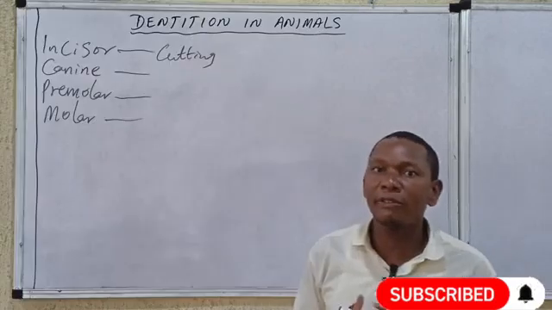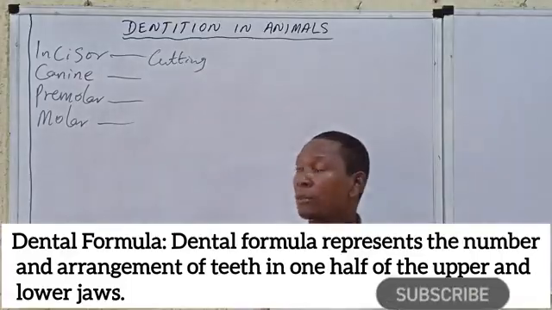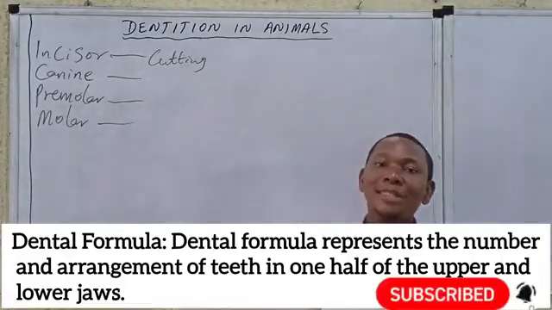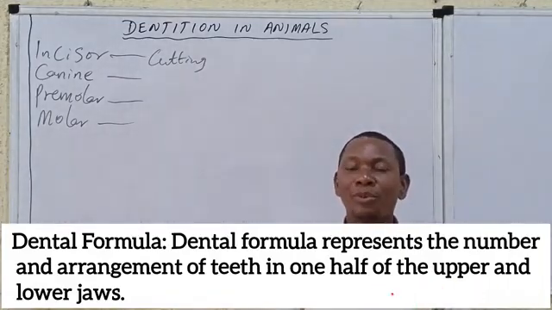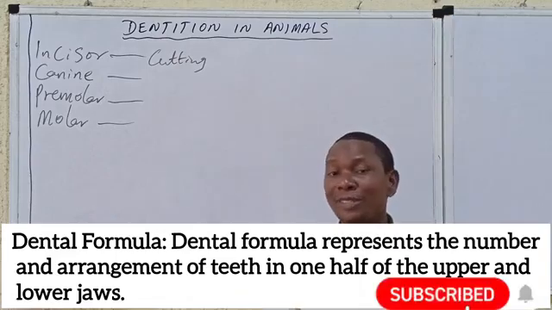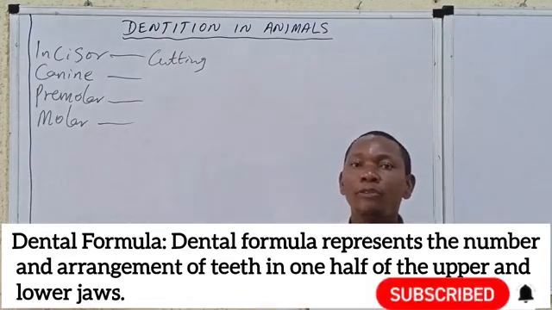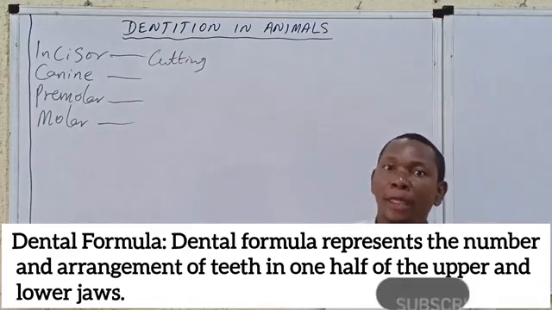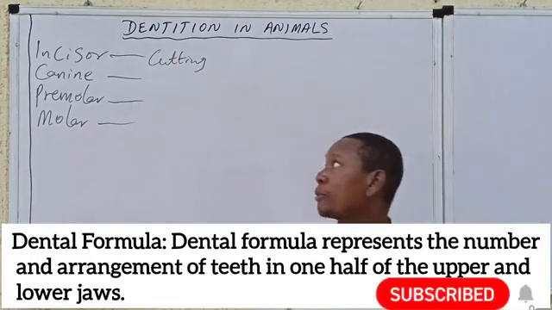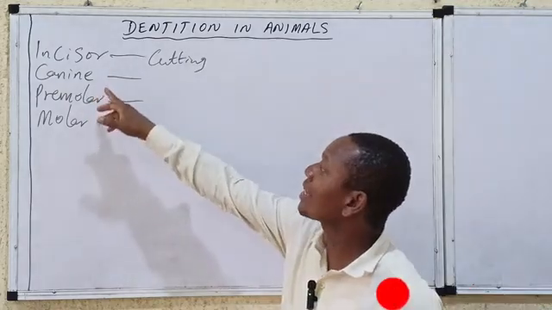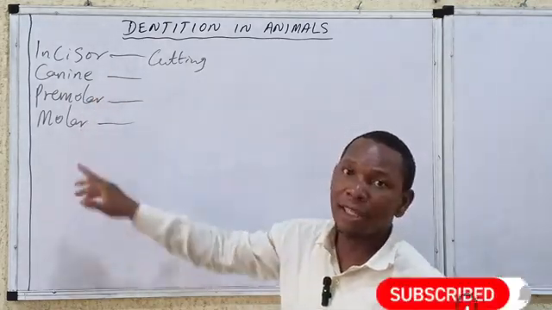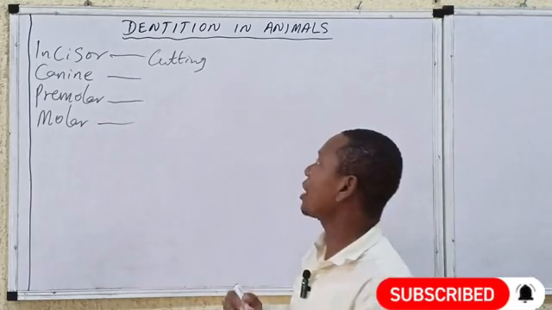Take note of that. Let's talk about dental formula. Dental formula represents the number and arrangement of different types of teeth in one half of the upper and lower jaw. The teeth we are referring to in dental formula are the incisors, canine, premolar, and molar. Now, let's take a look at the structure of the dental formula.